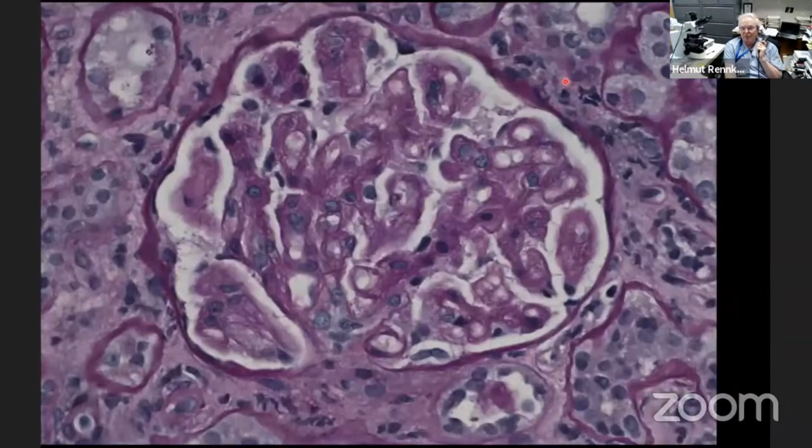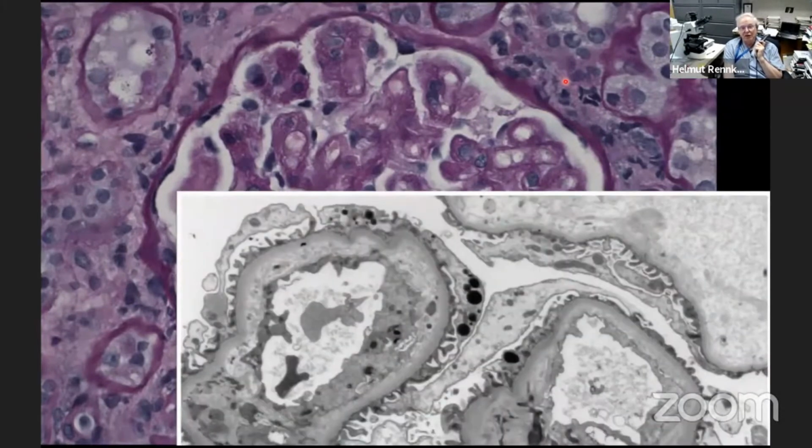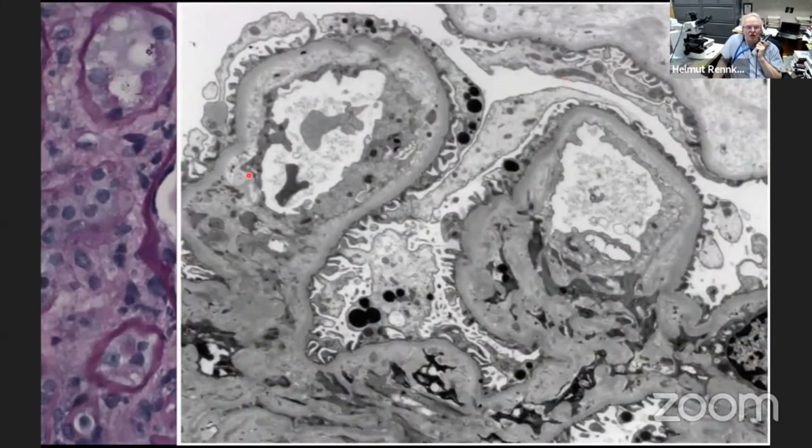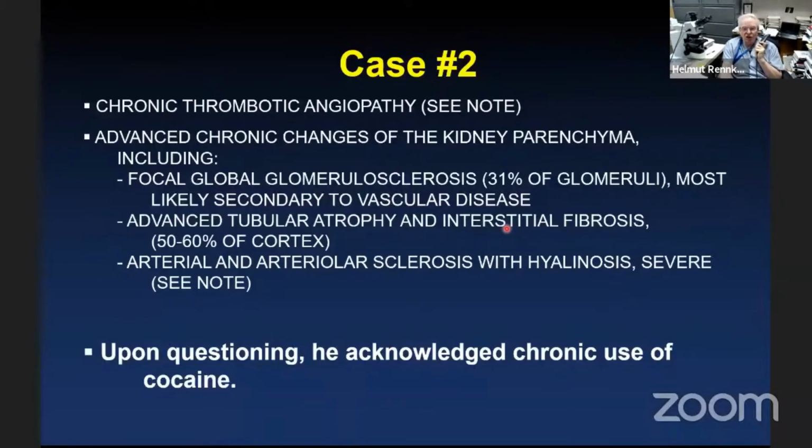And here you have the higher power of this process of capillary wall remodeling. The electron microscopy confirms that there are no electron-dense deposits or paraproteins in any way. The damage to the endothelium, the widening of the subendothelial space, and the interposition of cell projections into the space. So this is a chronic thrombotic angiopathy. Upon questioning, he acknowledged chronic use of cocaine.